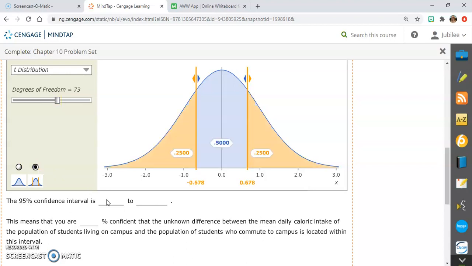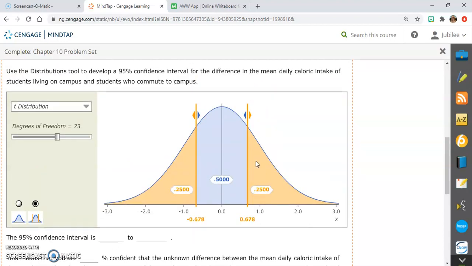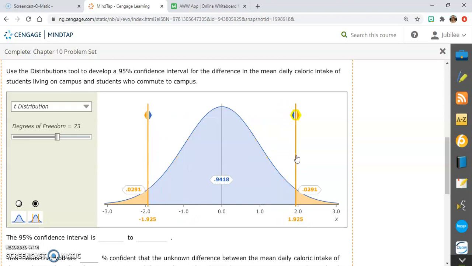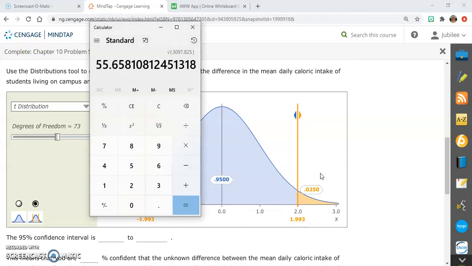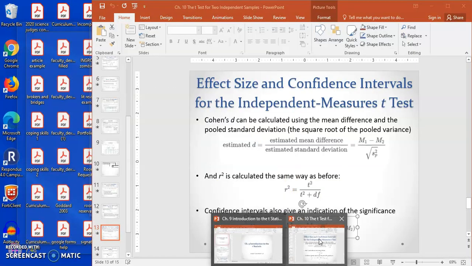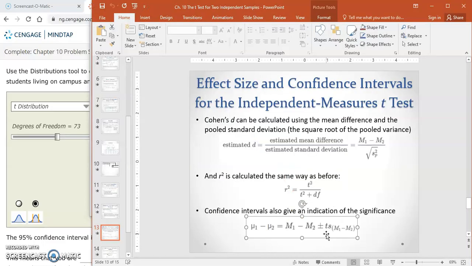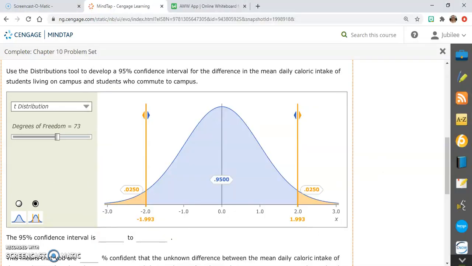And I want a 95% confidence interval. So I need to find the t-value associated with the 95% confidence interval. So I'm going to watch this middle blue number here as I move the bars out, and I want it to say 0.95. And I can see that my t-value is 1.993. So remember, in the formula, we need to take t times the standard error to find our range.